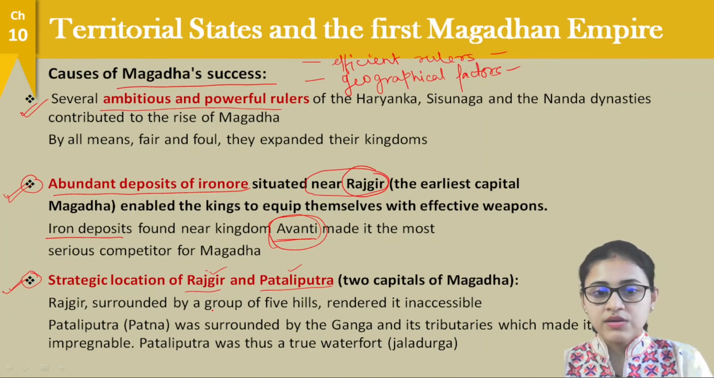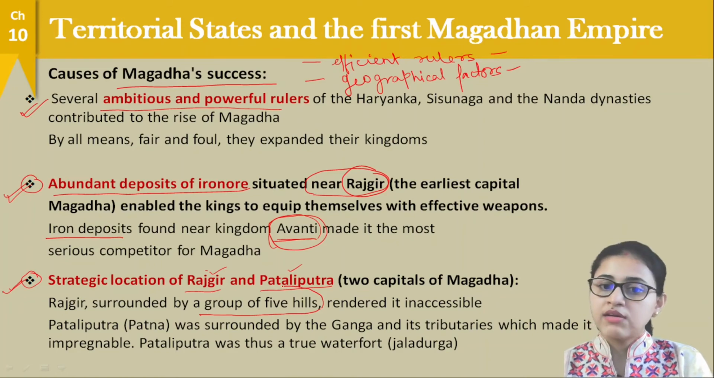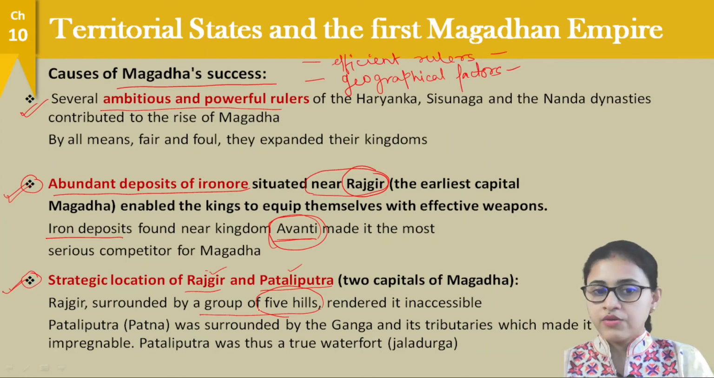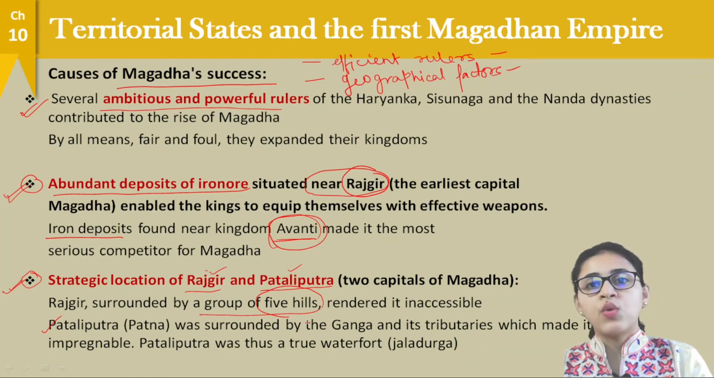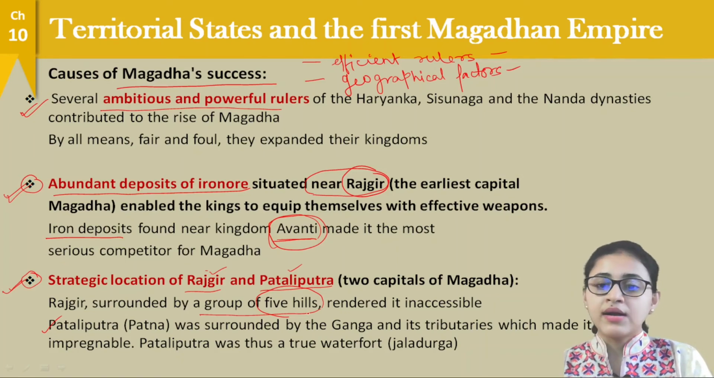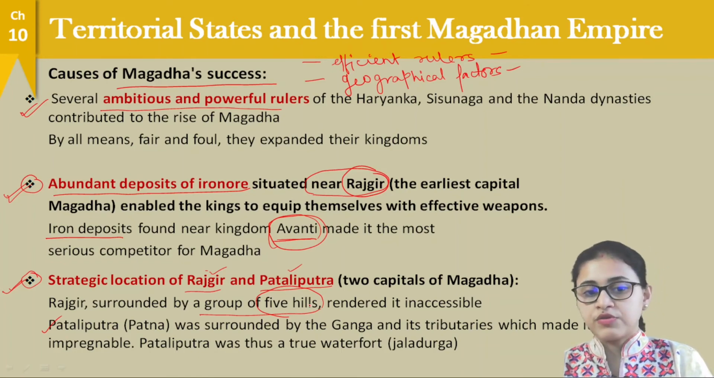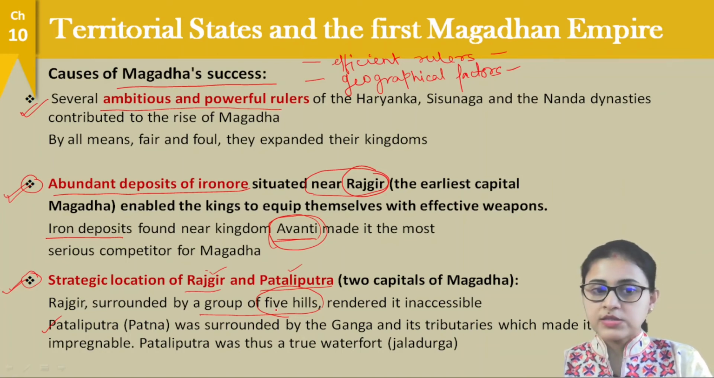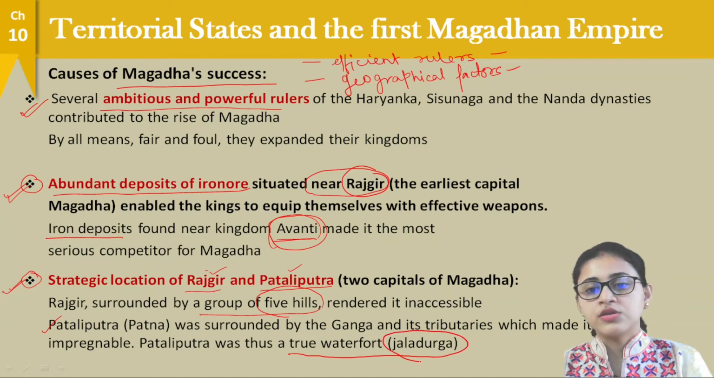Now Rajgir was surrounded by a group of 5 hills, and this made it inaccessible for the enemies. Secondly, Pataliputra, that is Patna, was surrounded by water on its sides. It was surrounded by the Ganga and its tributaries, and again this water boundary made Pataliputra inaccessible to the enemies. So the strategic location of these capitals was another reason for Magadha's success. Pataliputra, as it was within a water boundary, was called a true water fort, or a Jaladurga, right?